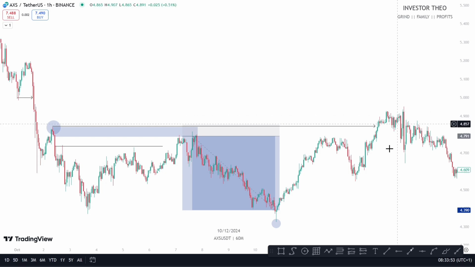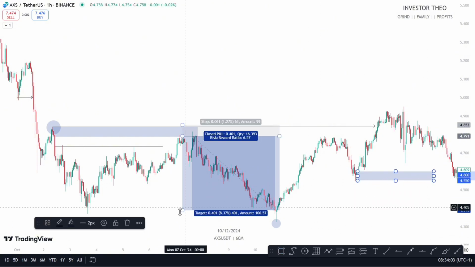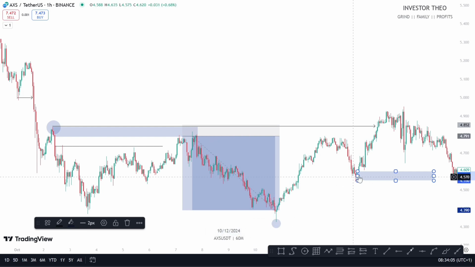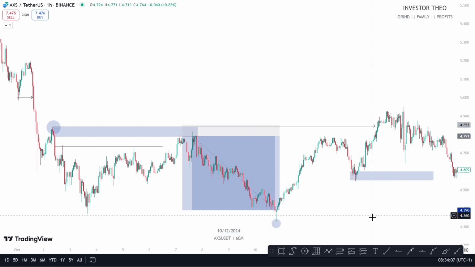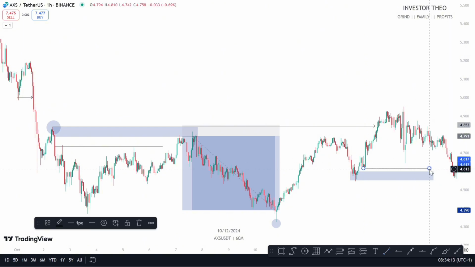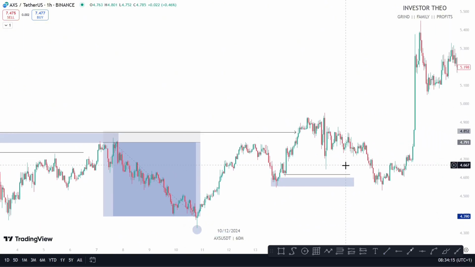Since there's a change of character, expect the market to come back to this order block over here. This is the order block we're looking at because it's a change of character. Some people look at this order block at the bottom here, so this is one of the order blocks you can look at. Then your inducement level: the market came to this inducement level, and then what did the market do? The market came directly to your order block.